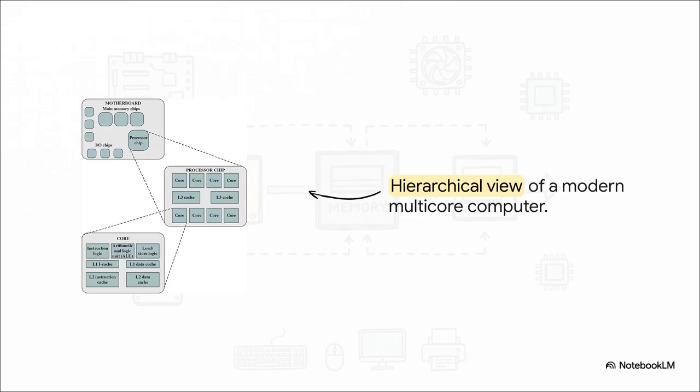Plugged directly into a socket on that motherboard is the processor chip. Zoom into that processor chip and you find multiple cores, often sharing a larger pool of memory called an L3 cache. Finally, zoom into an individual core and you see its incredibly specific internal structure: instruction logic, its arithmetic and logic unit, and its very own smaller, lightning-fast L1 and L2 memory caches. It is literally an entire system nested inside another system.